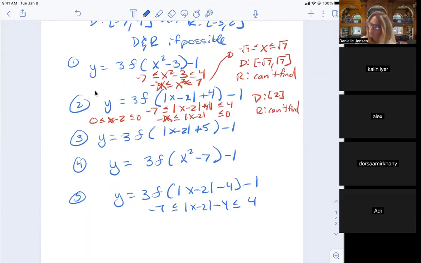Wait, I'm sorry. How does a domain become only 2? Oh, back to number 2? Yeah. Oh, okay. So do you see where we are right here? So what we had was the absolute value of x minus 2 was between, when I subtracted 4, negative 11 and 0. Do you see that part? Oh, yeah. Sorry. Yeah, I see it.